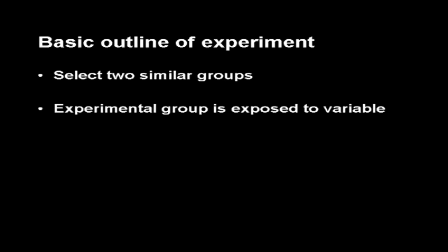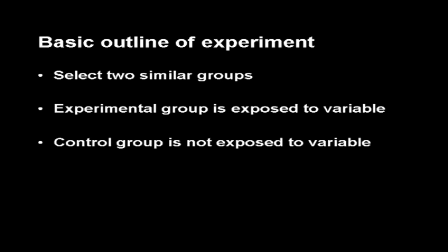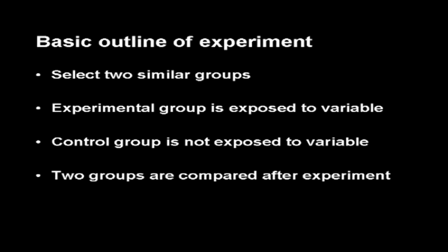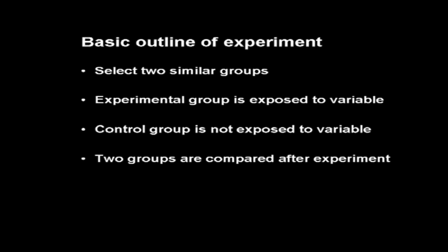In experimental design, two groups are selected that do not differ from each other significantly. The experimental group is exposed to the assumed causal variable. The control group is not exposed to it. After the experiment is over, these two groups are compared in terms of the assumed effect.